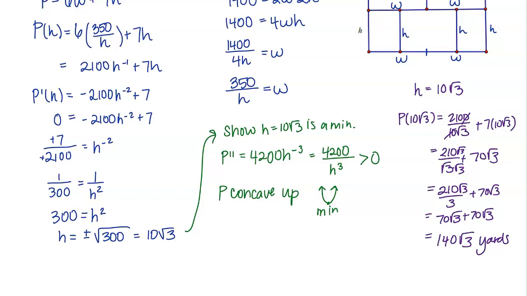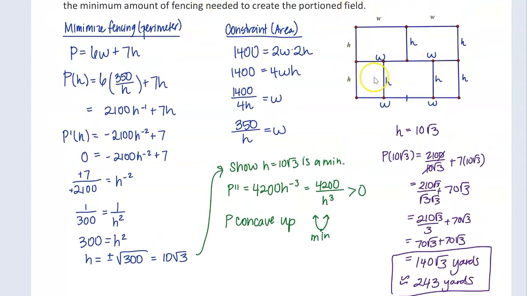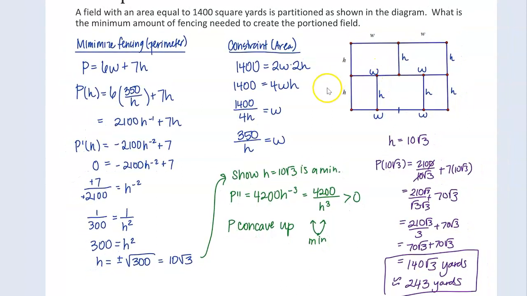If we want to approximate that, just to get a sense, it's about, if I round up, because of course I would need more material, 243 yards. That's how much fencing I would need in order to create this field with this partitioning equal to 1,400 square yards total.